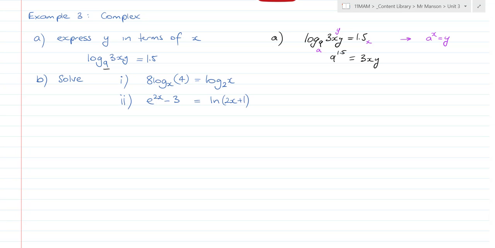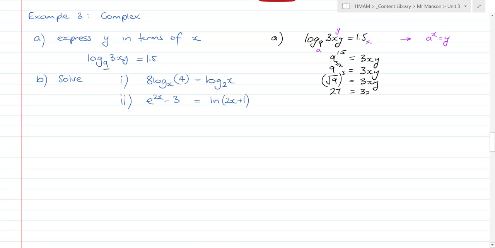You could do that in a calculator, or alternatively you could do it using your understanding of index laws. So I get 9 to the power of 3 over 2 equals 3xy. 9 to the power of the over 2 bit is the square root function, so it becomes the square root of 9 to the power of 3, because that's 9 to the power of a half to the power of 3. So I'm kind of elongating this a little bit. You could do it a bit quicker or do it on your calculator. But the square root of 9 is 3, and 3 cubed is 27.